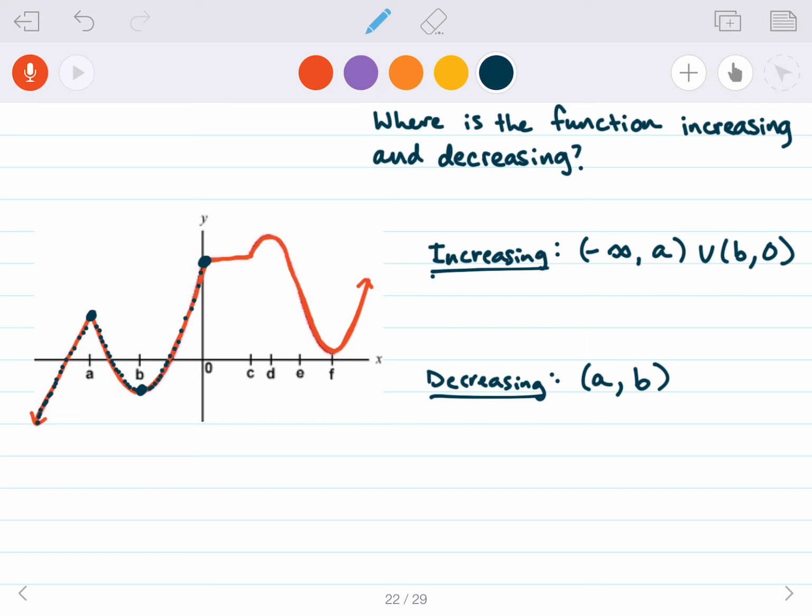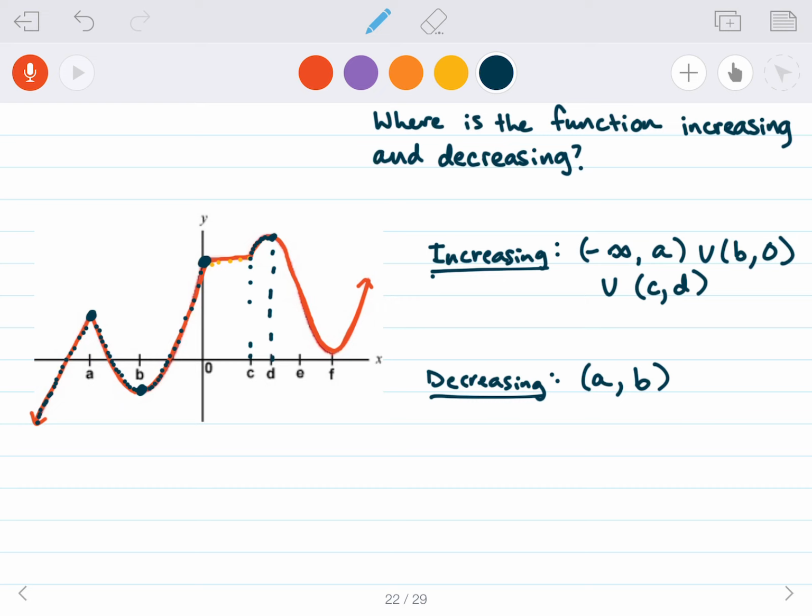Okay? It looks like it's constant from 0 to c, but then at c, it starts to increase again until we get to d. All right, the height is increasing from c to d. So we're going to union this from c to d. And you can kind of see that here, I hope.